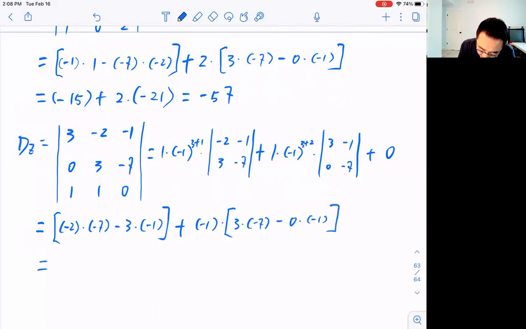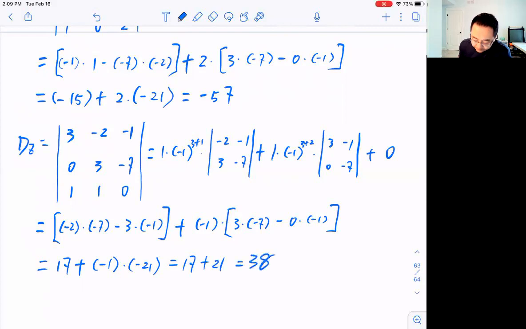Then that is 14 minus negative 3, so that is 17, plus negative 1 times negative 21, 3 times 7 is 21, and that gives you 17 plus positive 21, which is 38.